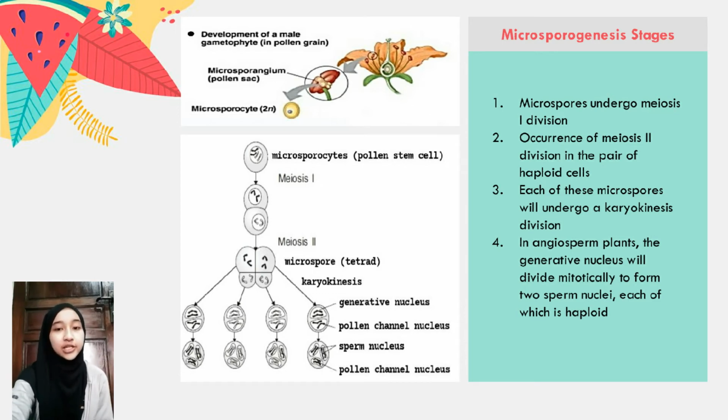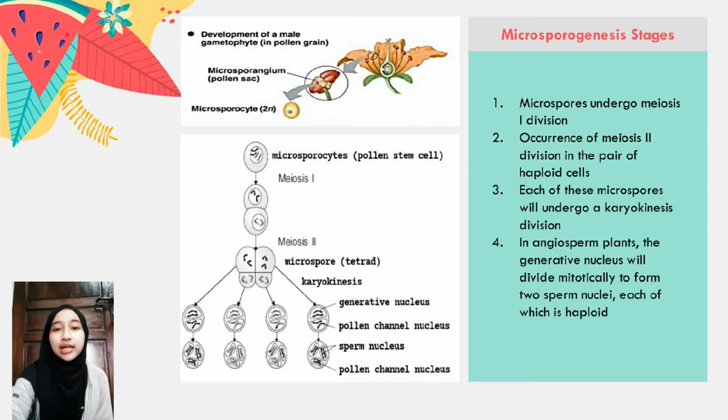In the next process, each of these microspores will undergo karyokinesis, a nuclear division phase consisting of 4 stages: prophase, metaphase, anaphase, and then telophase. Because this process is not followed by cytokinesis, 2 haploid nuclei will be produced in the form of a pollen tube nucleus and a generative nucleus.